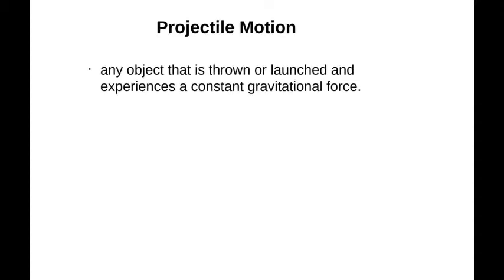Okay guys, now we're going to look at projectile motion, and we're going to be able to calculate distance, time, velocity, and those kinds of things for projectile motion. For this one, at the very beginning we're going to just look at a horizontal launch. So no angle, just a horizontal launch. Our definition for projectile motion: any object that is thrown or launched and experiences a constant gravitational force.